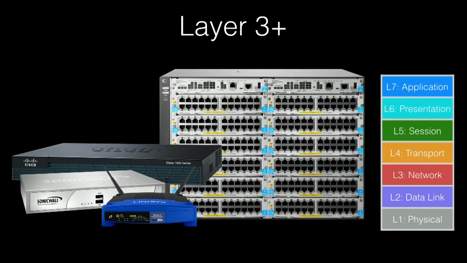So layer 3 is our routing layer. This is where we are taking destination IP addresses and passing it off to the next device, the next router, the next switch, so that we can pass it along the network to the destination. Because all these devices are going to include Ethernet ports, they're also layer 1, layer 2. And the reason I've highlighted all of the layers here is because a nice firewall will do packet inspection and do application level rules.